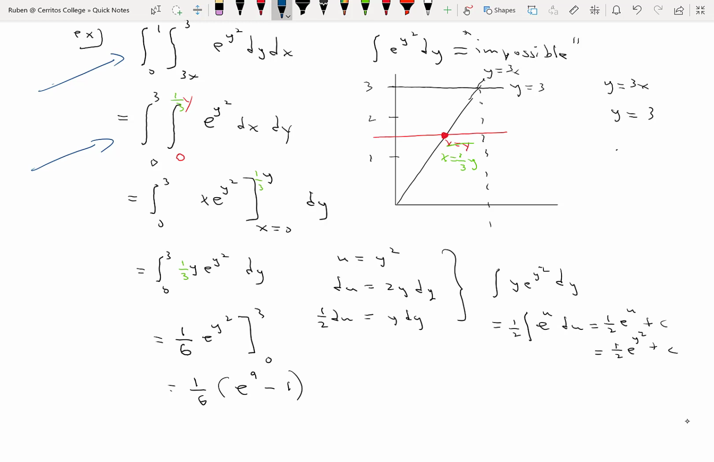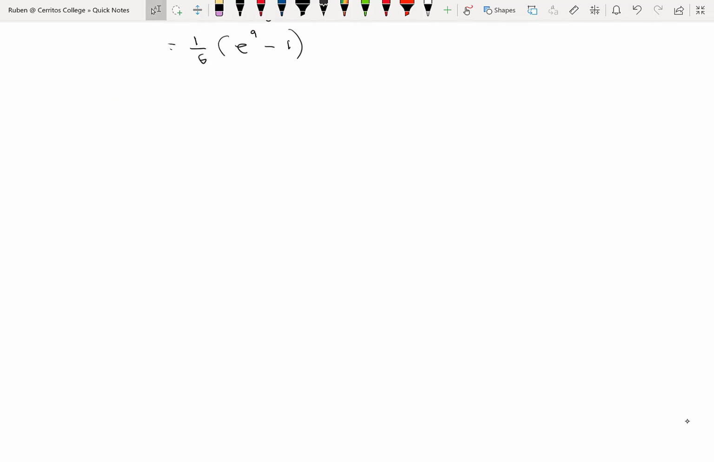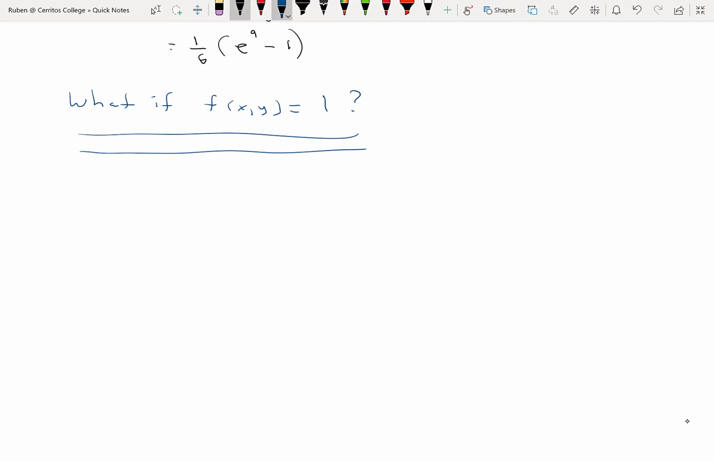All right, students, let's finish up this section with an interesting example, or an interesting application of the double integral. I'm going to ask the question, what if f of x y equals 1? I'll be much more specific about what I mean by the question. What kind of result do we get from double integration if the surface is the plane z equals 1? Let's take a look at that.